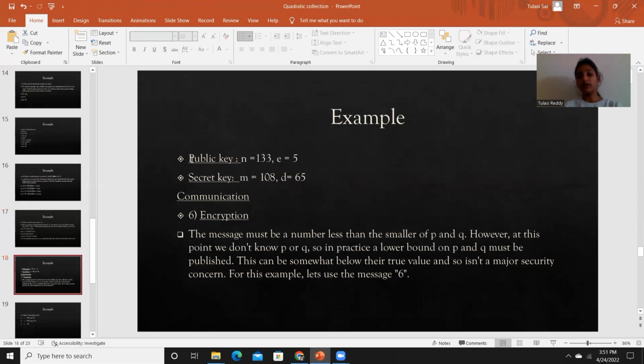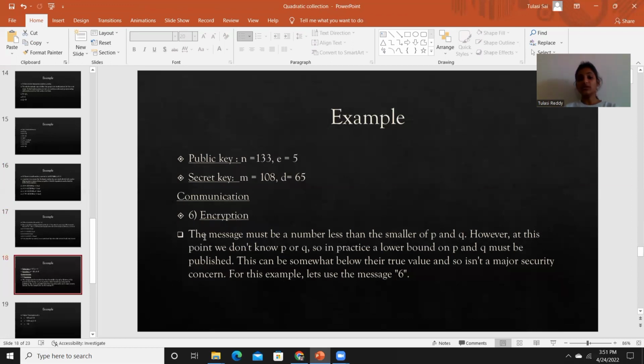After finding the value of d, we have got the public key, n equal to 133 and e. We know that public key equal to n comma e and secret key equal to m comma d. So we have found the public key values n and e, that is 133 and 5, and the secret key of m and d, that is m equal to 108 and d equal to 65. Now we will be finding the final step of communication, that is the encryption and decryption.